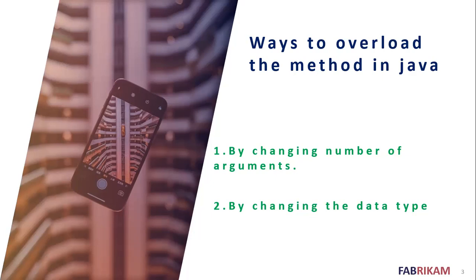The second rule is changing the data type. It means instead of int we can use float or double, based on the requirement, but only the type differs and the method name is the same. So this is the second rule, changing the data type. Let's discuss that within a program.